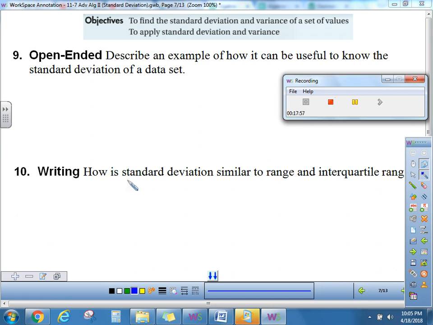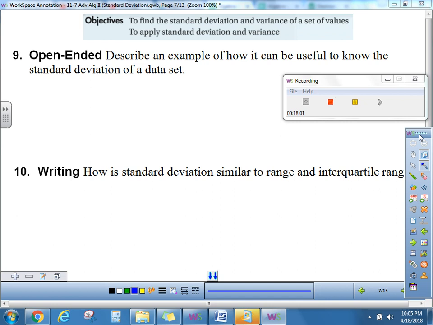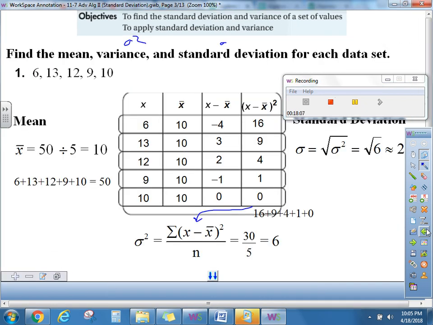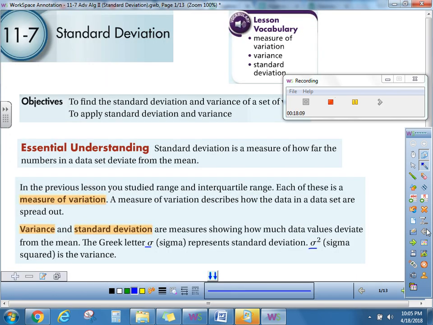This last question we'll talk about, how is your standard deviation similar to range and interquartile range? Let's touch back on that. So far this year we've talked about measures of center, like mean, median, and mode. These are not measures of spread. These are measures that tell us how spread out our data is. So we use mean, median, and mode to see what our data is centered around. We use measures of variation, like variance and standard deviation, to see how spread out that data is.